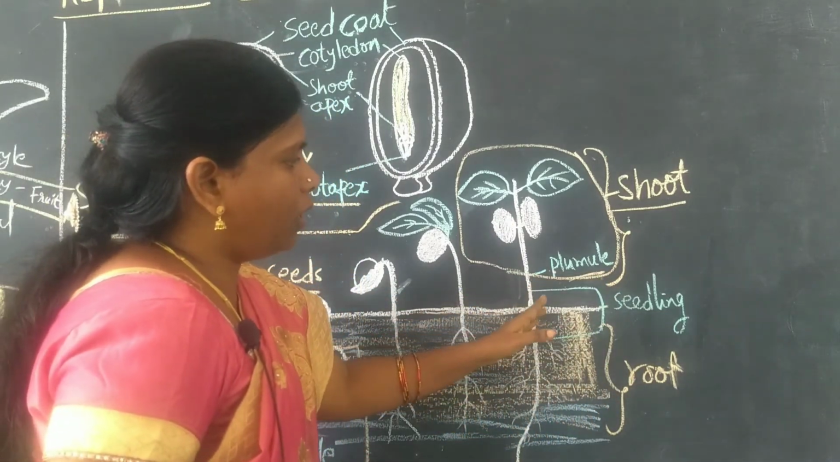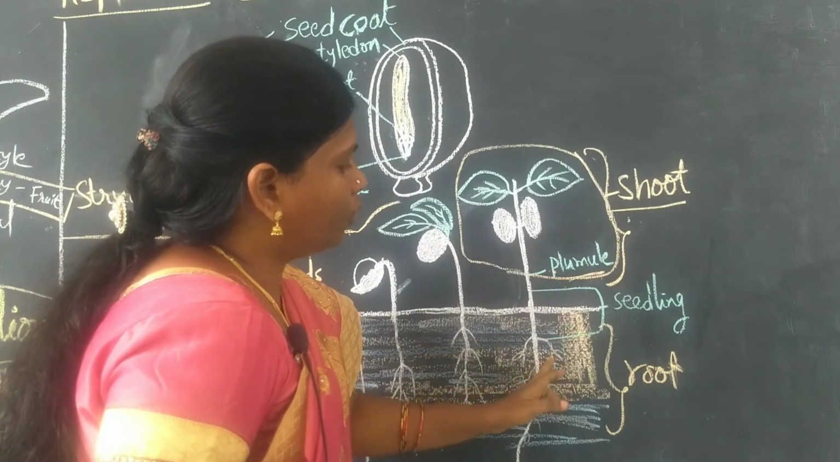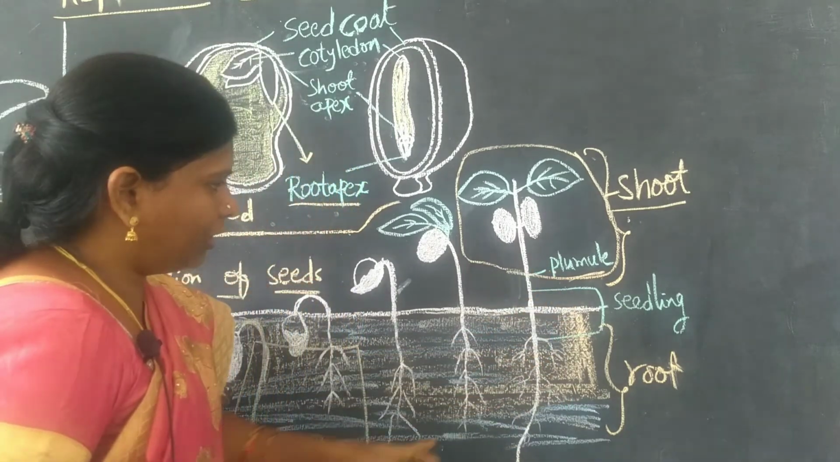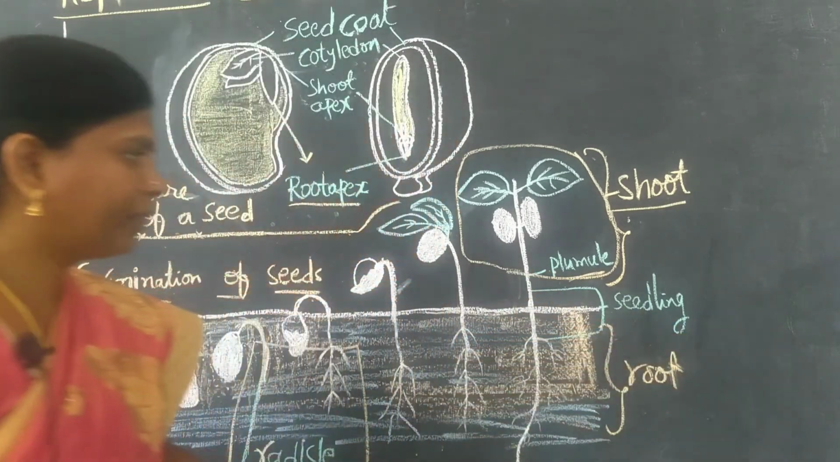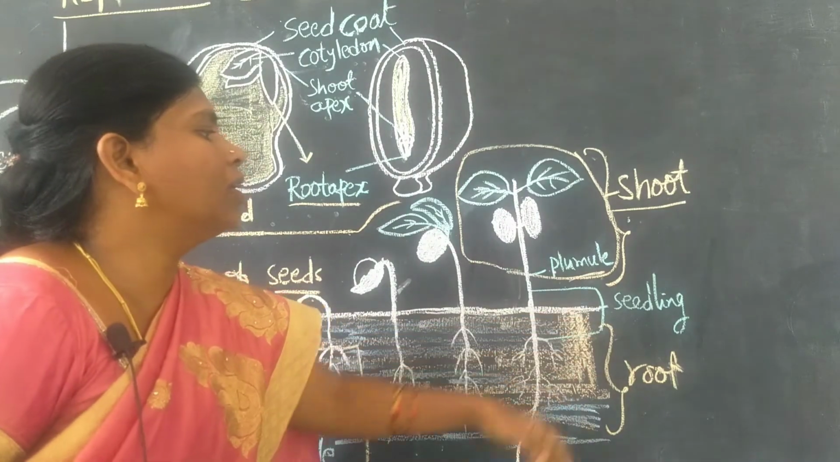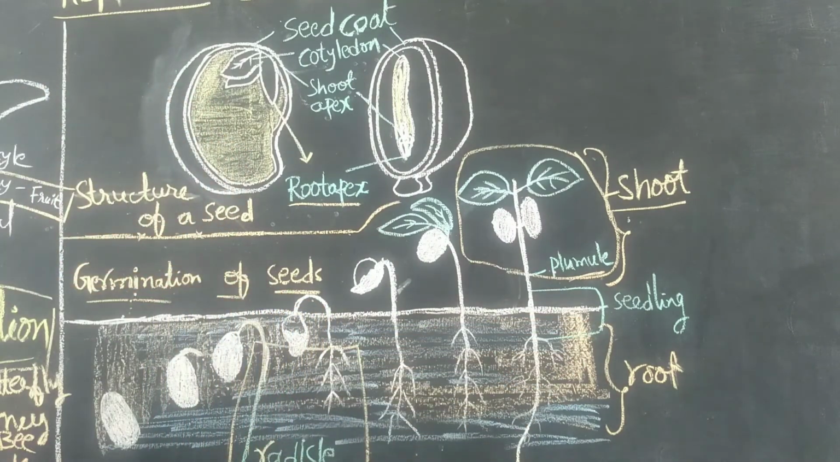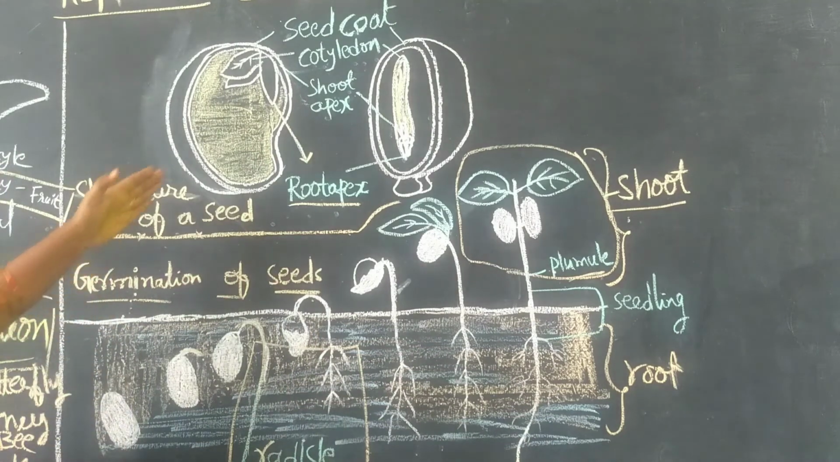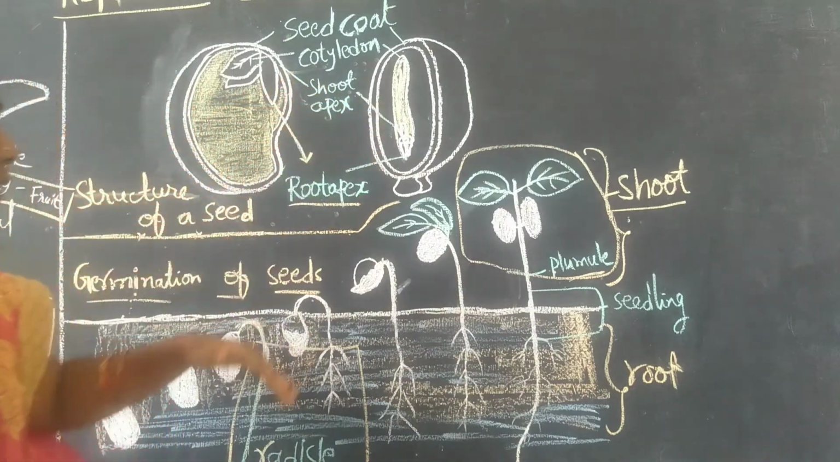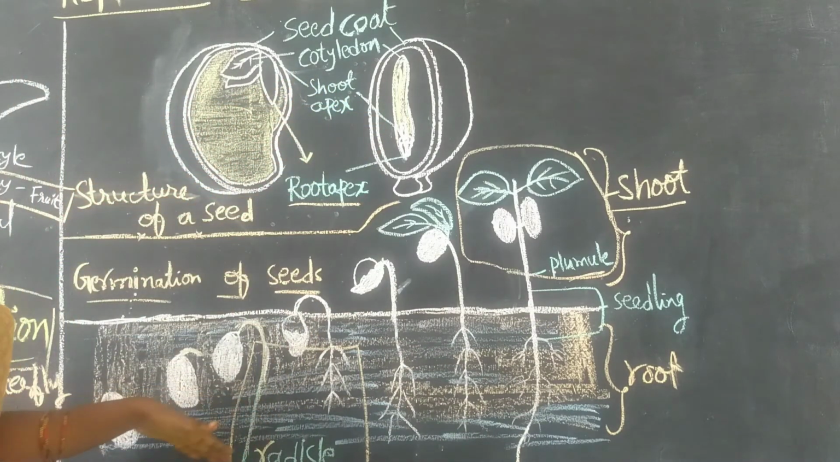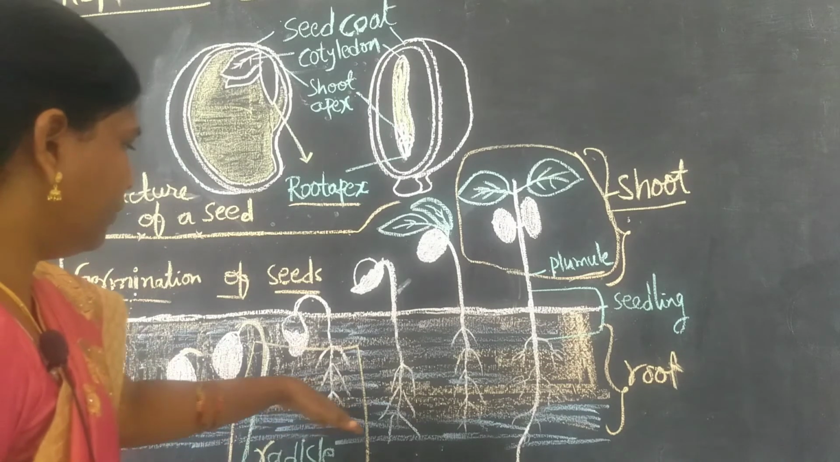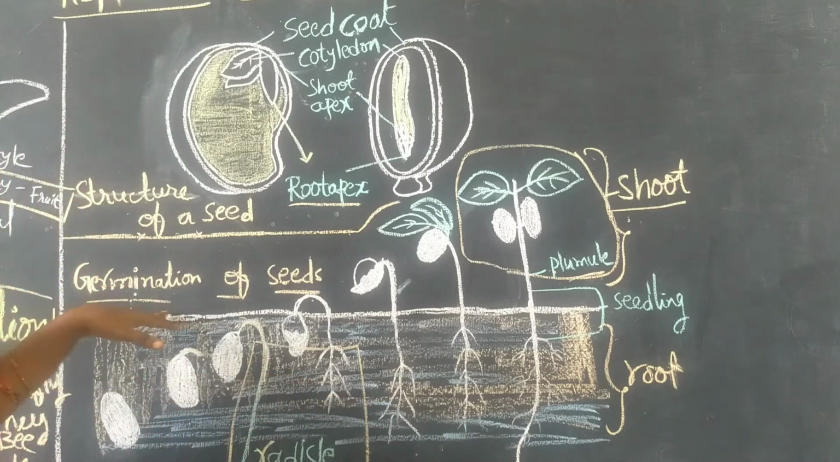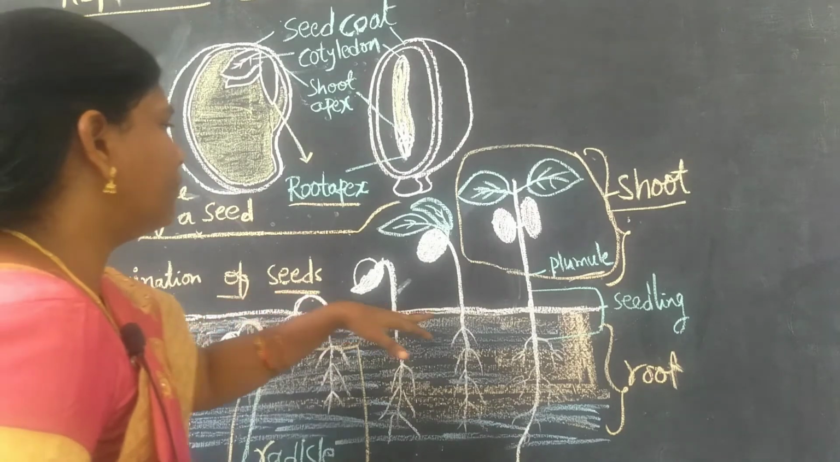These two parts, plumule and radicle, are called seedling. That is the structure of a seed. This process is called germination of a seed. Here I explained the structure of a seed and how a seed grows to germinate.